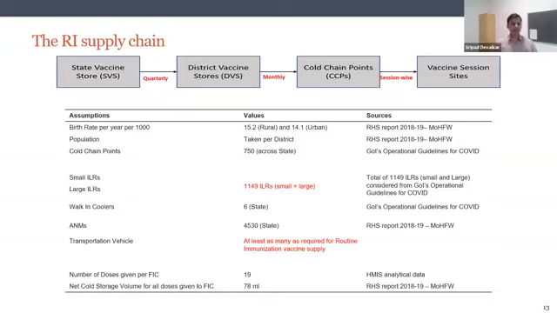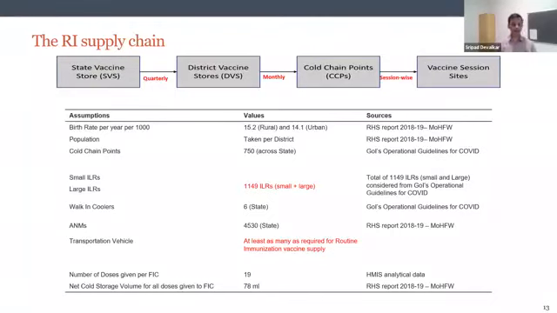ILRs stand for ice-lined refrigerators. These are used at the district vaccine stores and cold chain points, and they come in 2 sizes, small ILRs and large ILRs. Small ILRs have a capacity of about 45 liters. Large ILRs have a capacity of about 100 liters.